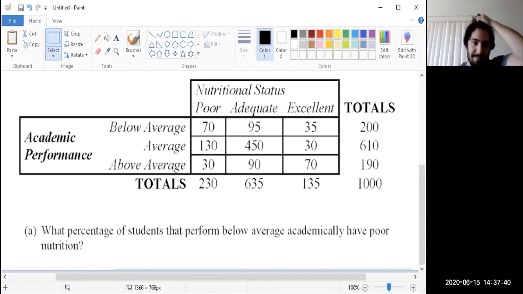Nice job. Yeah, so you have to look at the total number of below average academic students and the totals on the right. That's 200. And then how many of them have poor nutrition? So you have to divide the 70 by 200, and that'll give you that percentage. You said it was 35? Yeah.